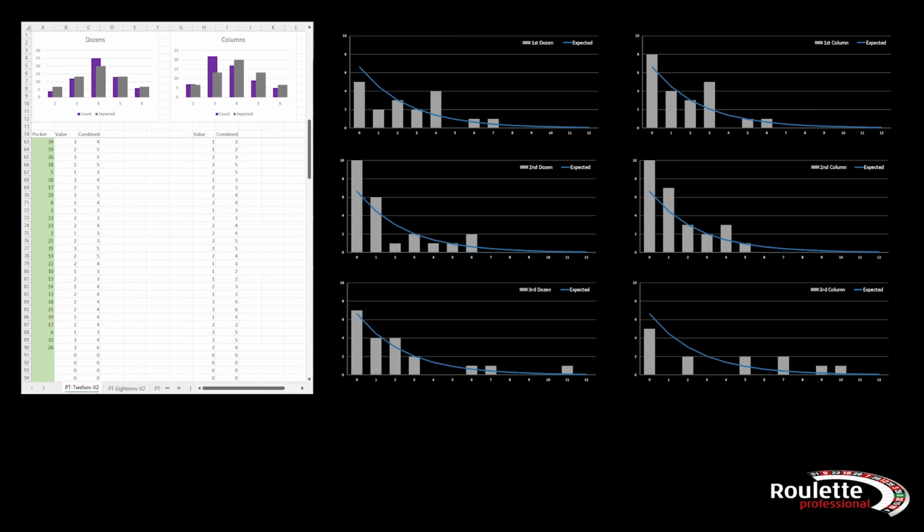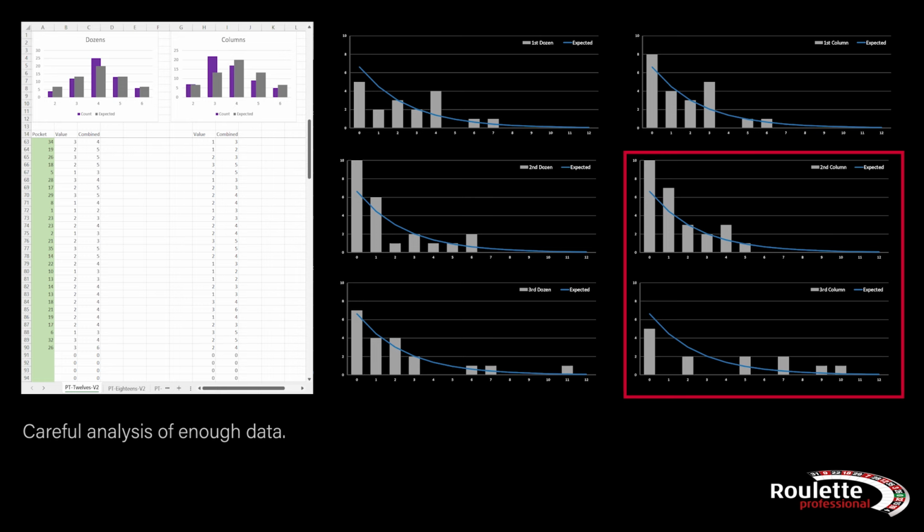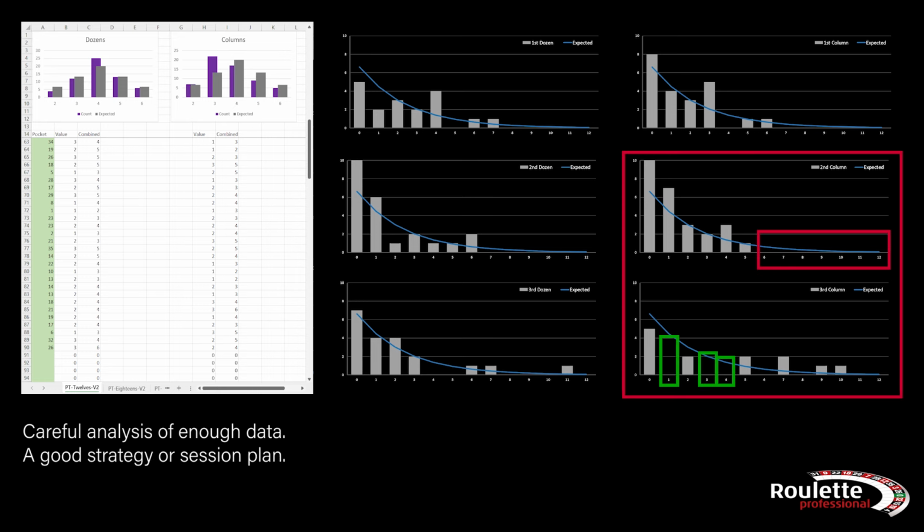However, it should now be evident to probabilists and fallacists alike that patterns form from the continuous sequence of random roulette spins and can be used to predict future outcomes. With careful analysis of enough data, a good strategy or session plan, including correct bet size selection, a well-calculated progression and profit target to name a few items, you can predict future outcomes accurate enough to overcome the house edge.